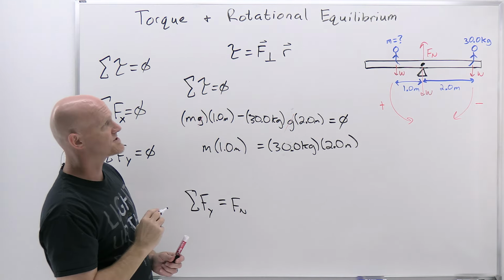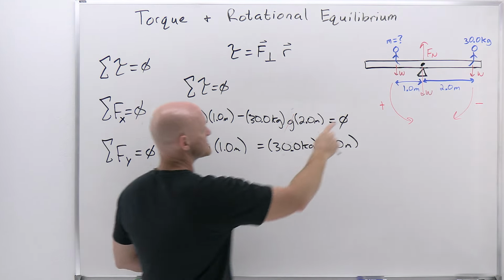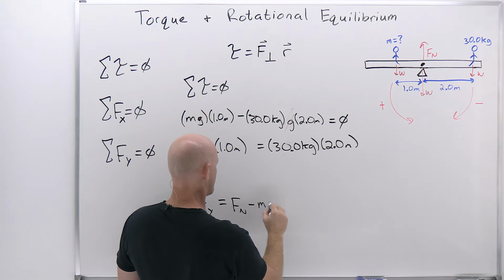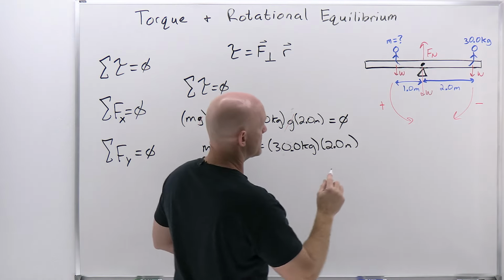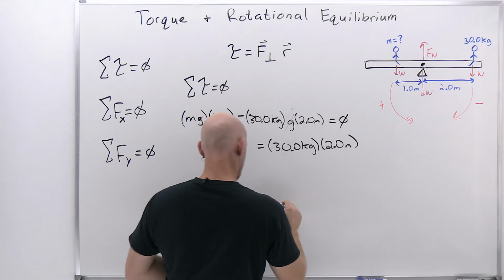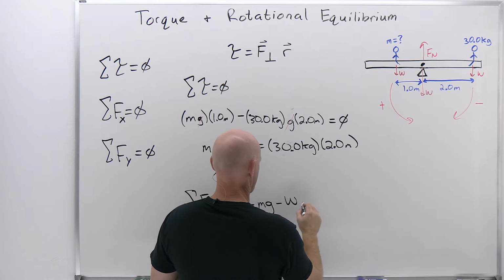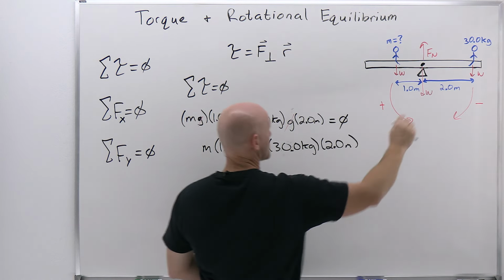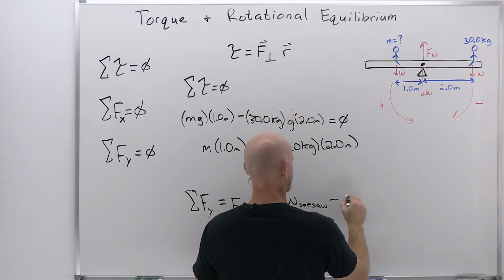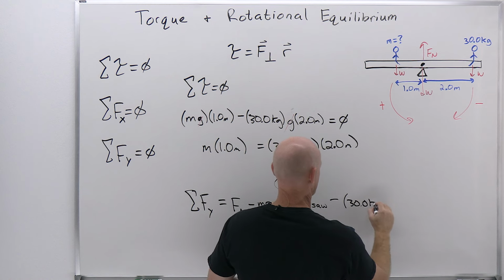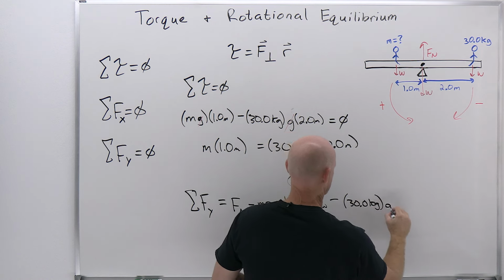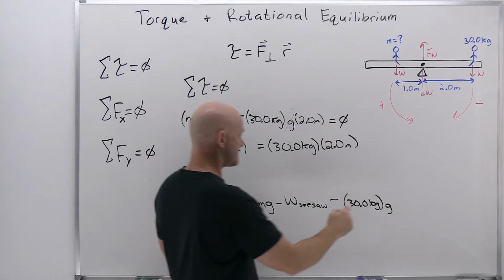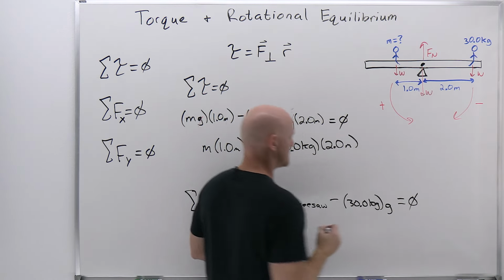All the other forces are pointing down, and so in this case we've got the weight of the unknown mass child, so minus mg. So we've got the weight, which we don't know, of the seesaw, and then we've got the weight of the 30 kilogram child as well. And in this case, that is the sum of the forces. Again, that sum of the forces has to add up to zero.